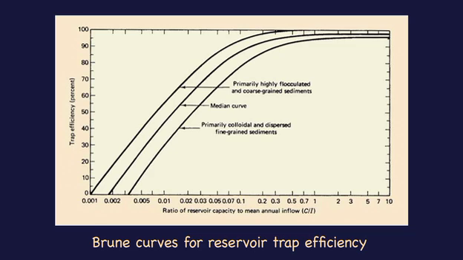These curves show the trap efficiency in percentage as a function of the reservoir capacity to mean annual inflow ratio, C/I, for 3 typical sediment characteristics. The Brune graph shows that the smaller reservoirs have low trap efficiency. Conversely, the larger reservoirs are very efficient in trapping sediment.